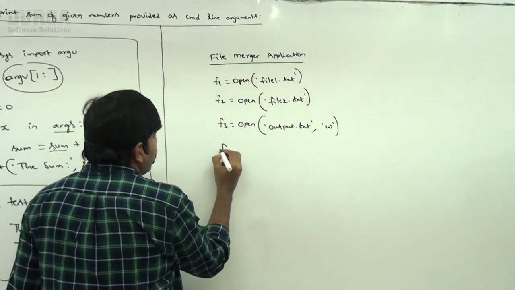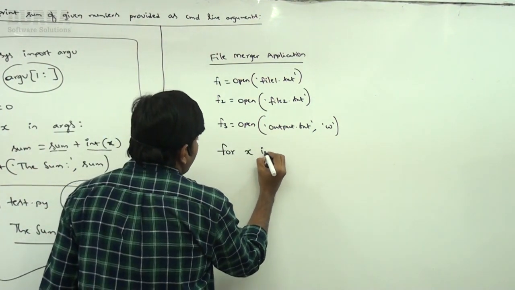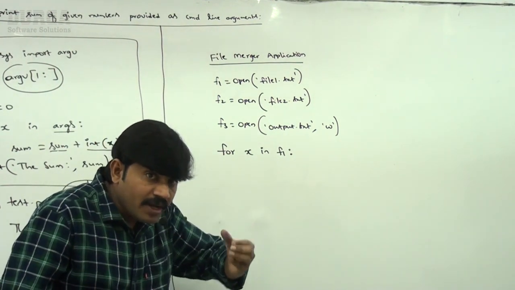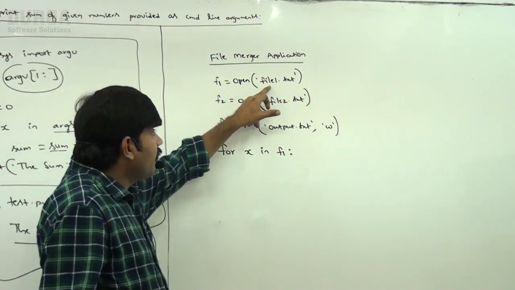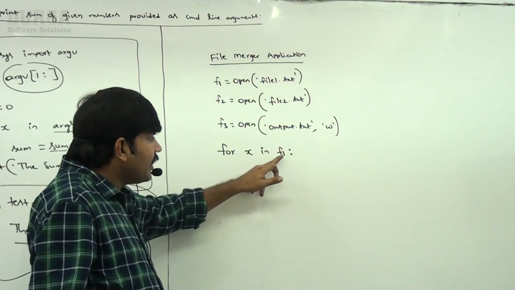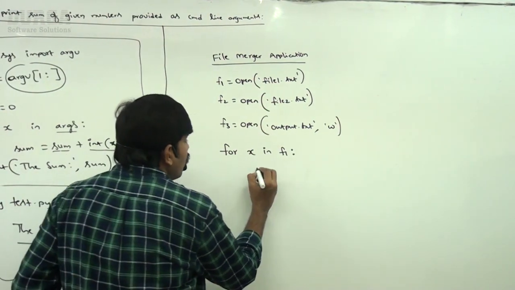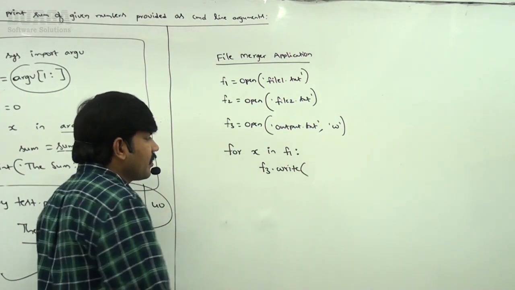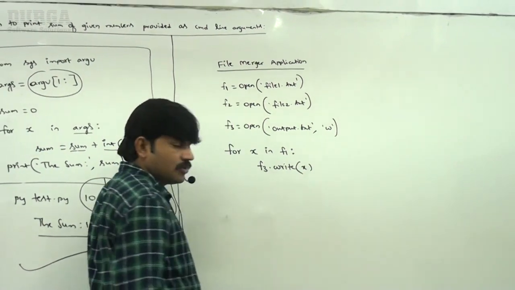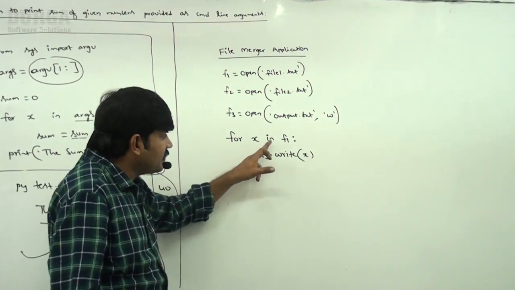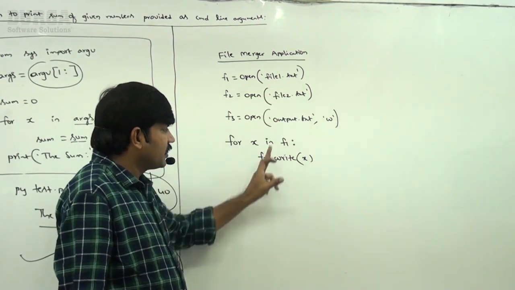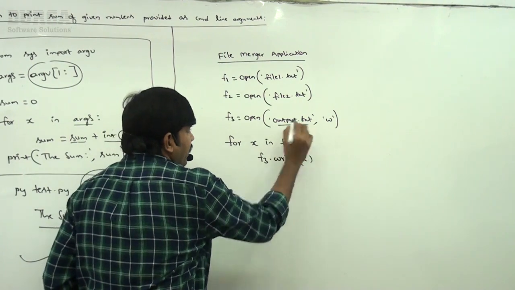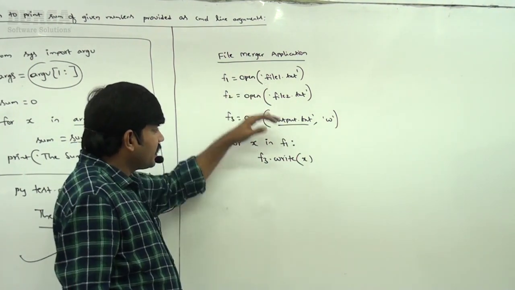Sir, very simple. For each line in F1, for x in F1, means for every line in file1.txt. So for every line present inside file1.txt, can you please write F3.write(x)? All the lines present inside F1, meaning file1.txt, can you please write to F3? F3 means the output.txt file. Okay, we are writing, sir. So first file data completed.